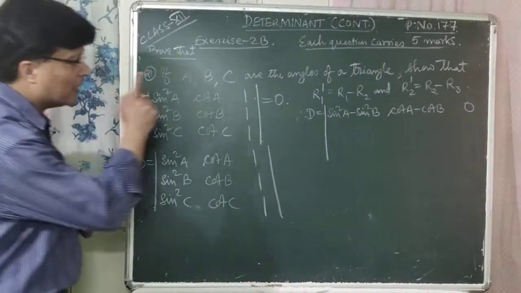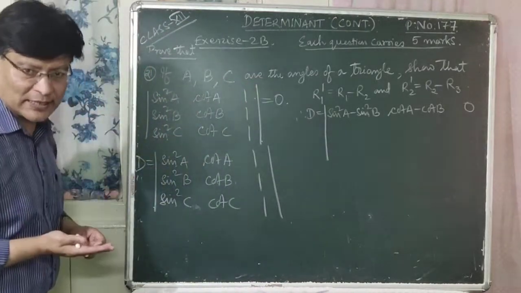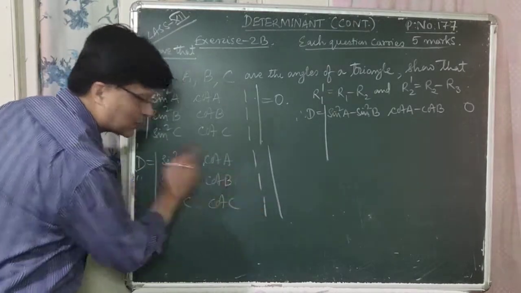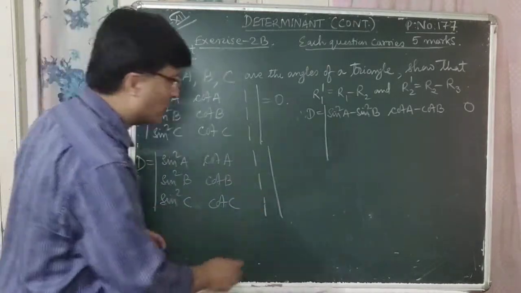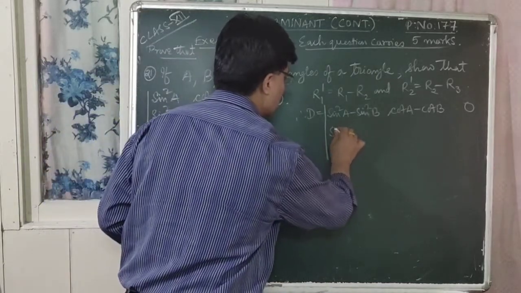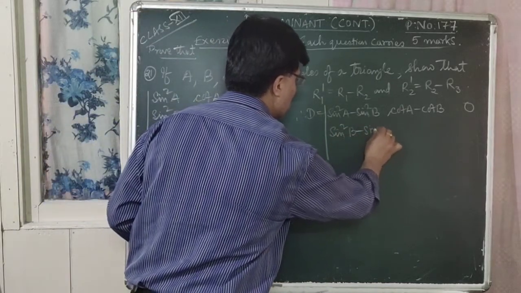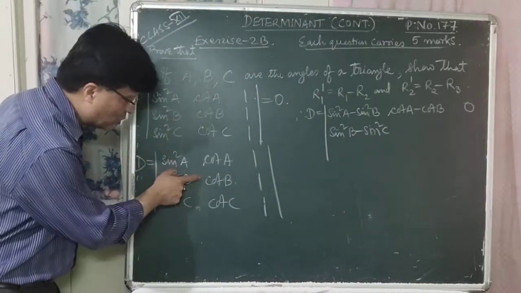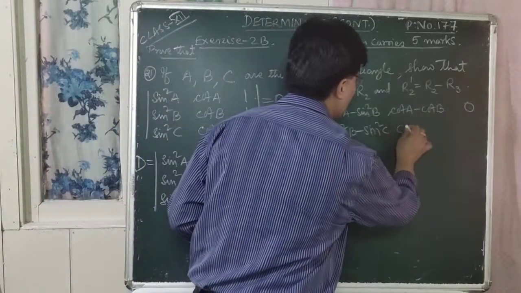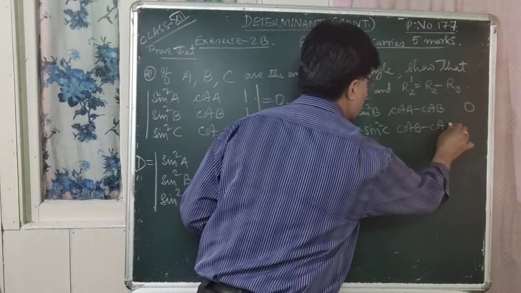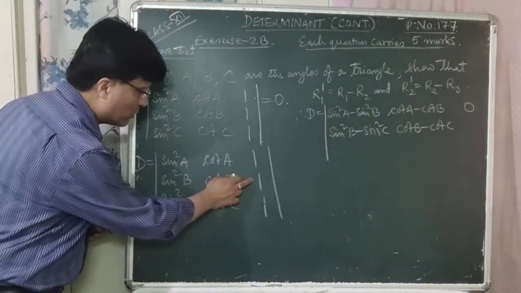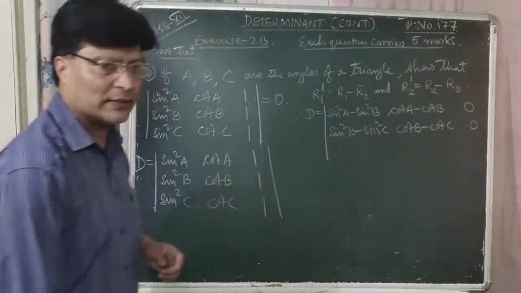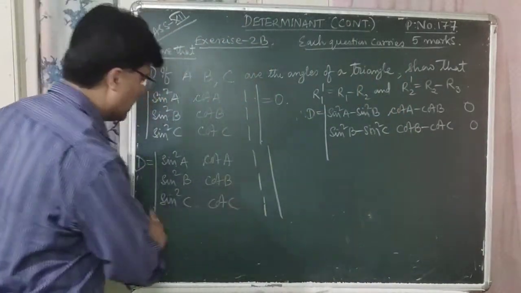So next, again R2 dash, that means row 2 is changing again. So how does it change? It is R2 minus R3. So it is sin square B minus sin square C. Next, cot B minus cot C, right? Then comes 1 minus 1 is what? 0. So let us write here 0, right? The next, third row remains same.